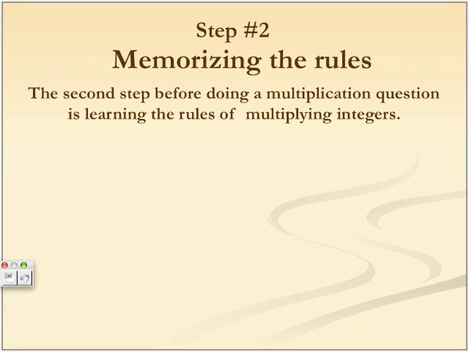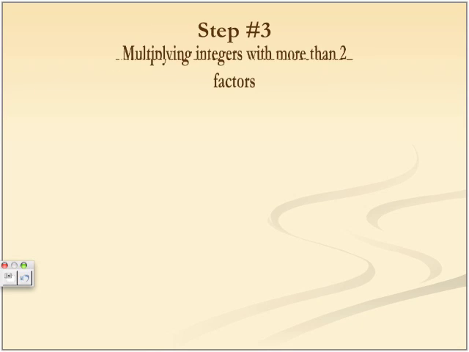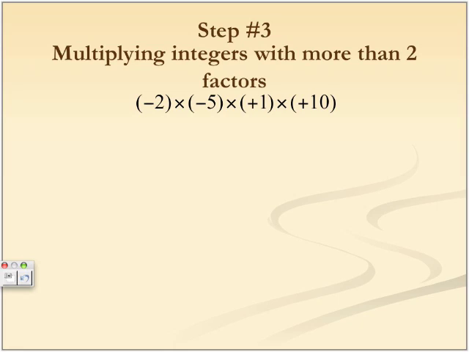Here are the steps. Multiply integers with more than two factors. So there's two ways again. I forgot to do the other way last time with adding, so I'm going to do the other way now. So the first way, I'll do the second way now.